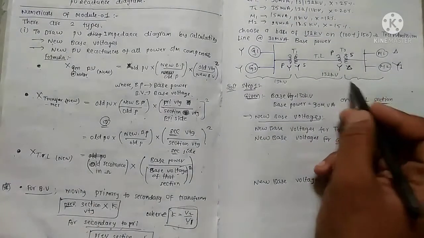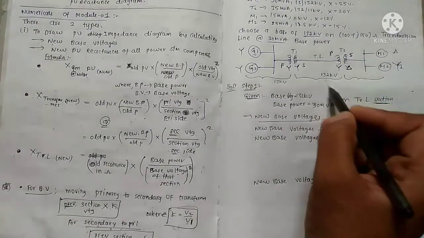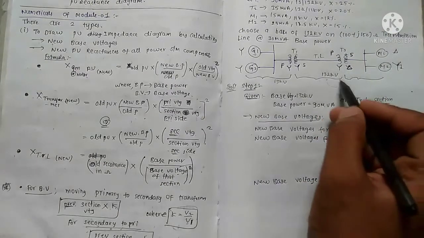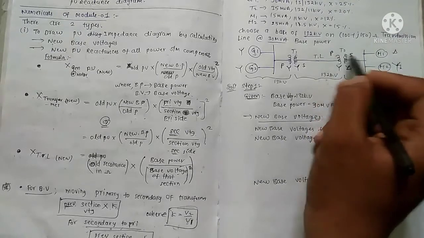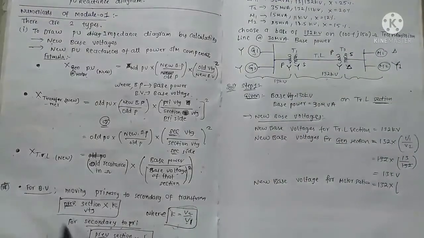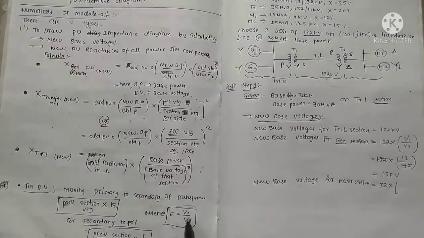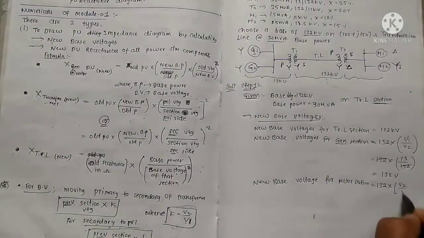Since we are calculating the motor section voltage, we are moving from the transmission line to the motor section. This implies primary to secondary. From primary to secondary, the previous section voltage is multiplied by K. What is K? V2 by V1. Therefore, V2 by V1.